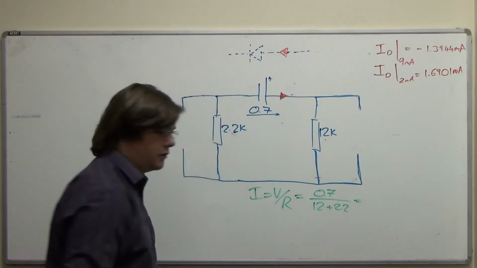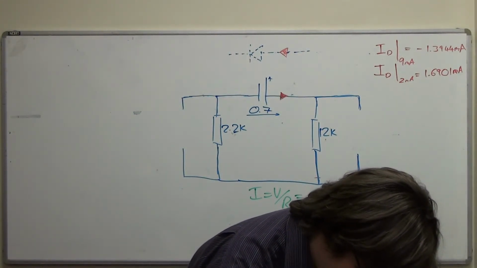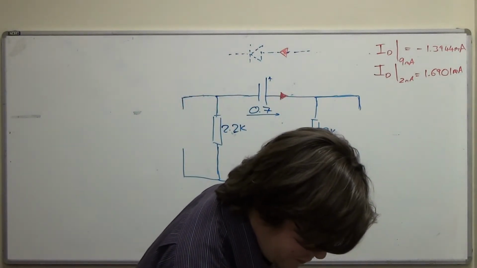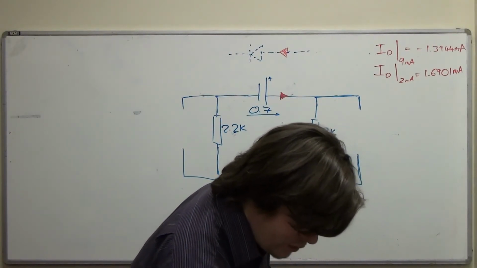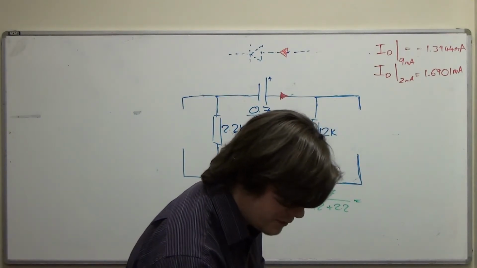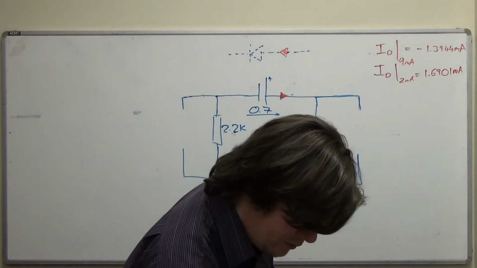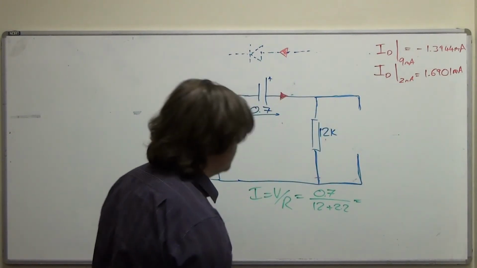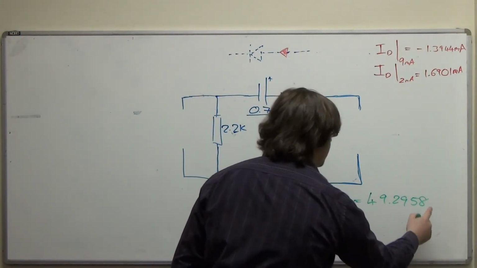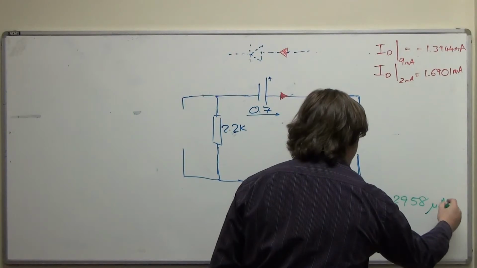Obviously, it is 0.7 divided by 12 plus 2.2, brackets around the 12 and the 2.2, and that's 49.2957 microamps. 49.2957, so the 5 rounds up to a 6. But I had more digits than that. 49.29577, so it's 49.2958, because the 7 in the next place causes that to be rounded. And it's microamps.